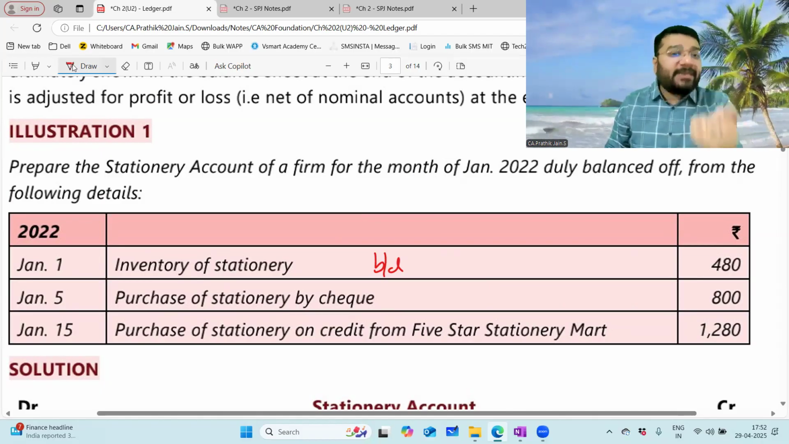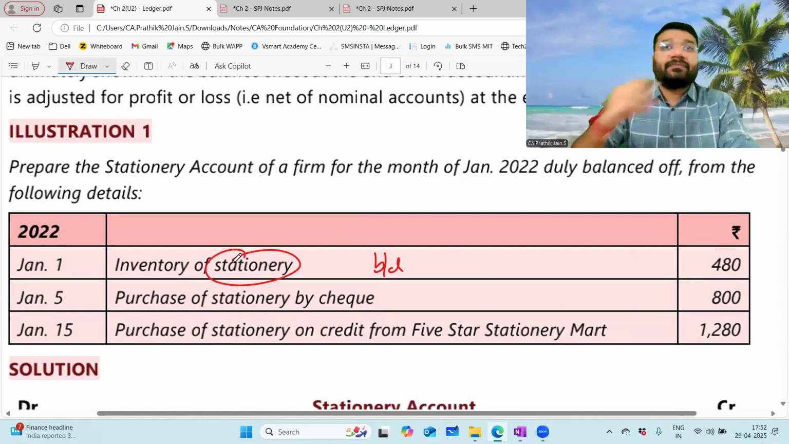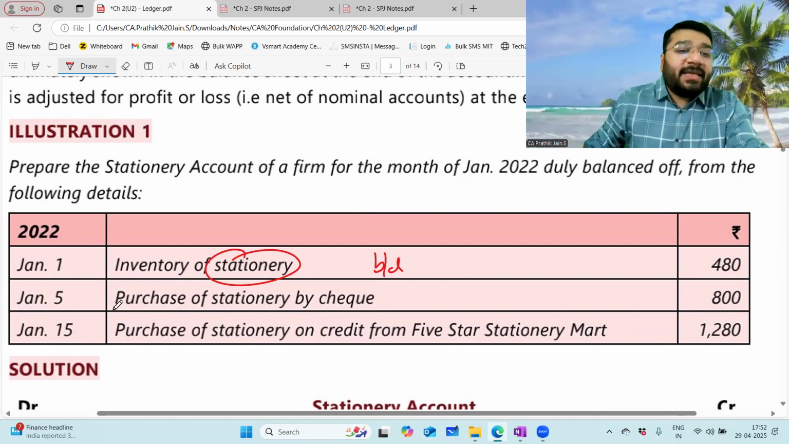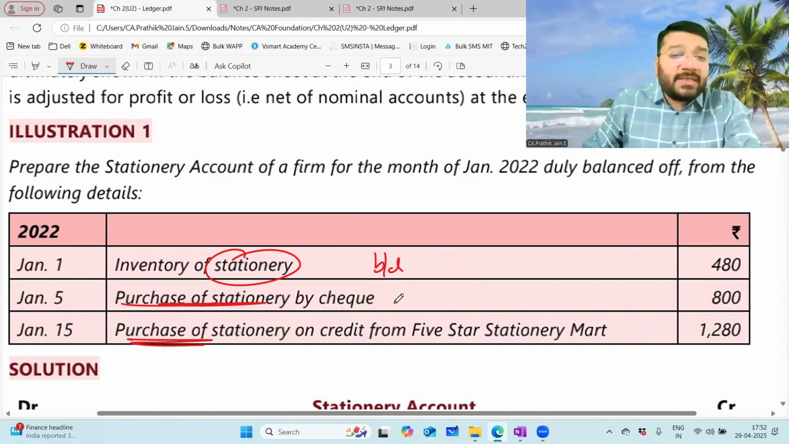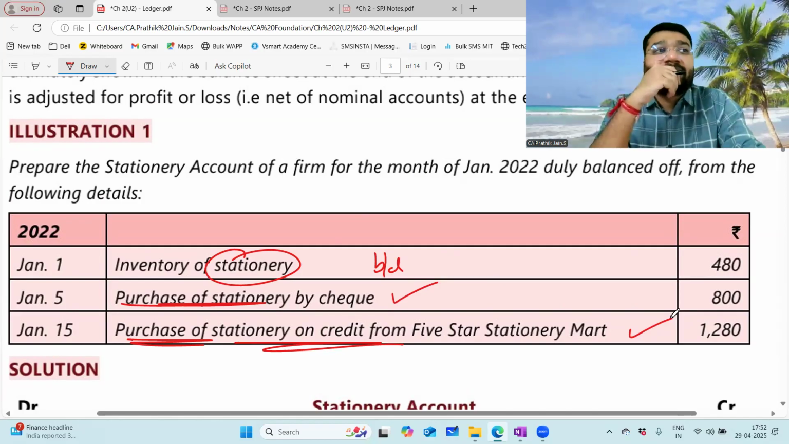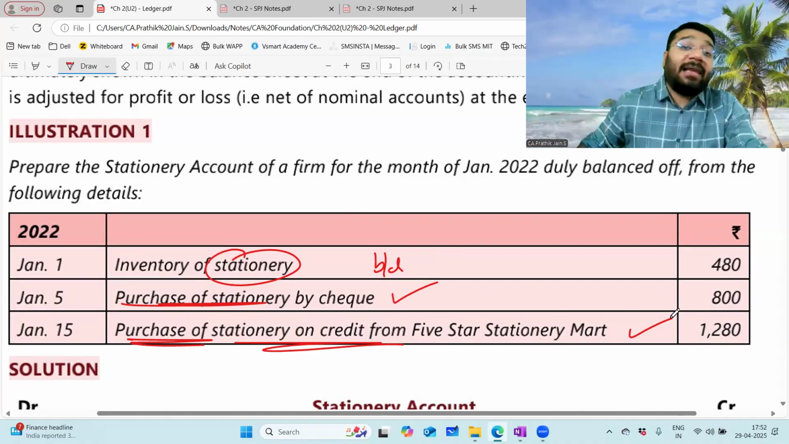Now, please tell me, is this stationery account an expense account or an asset account? Tell me. Purchase of stationery by check. So this is cash purchase of stationery. This is credit purchase of stationery. Tell me. Scratch your brain. Expense or asset? Balance brought down is given.